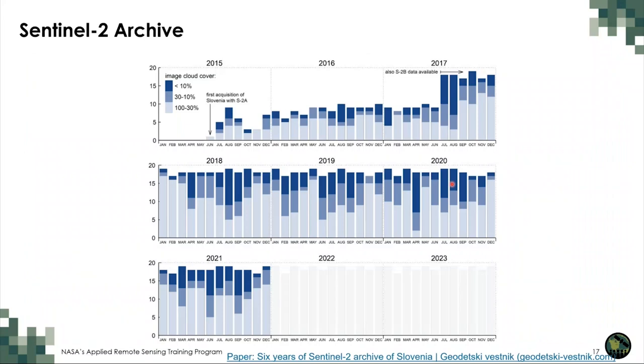However, Sentinel-2 is an optical satellite, meaning that it is affected by clouds. This is the statistics of cloud coverage for the area of Slovenia, where we have some images that have less than 10% of cloud cover, some images that have between 10 and 30%, and some images that have more than 30% of cloud cover.